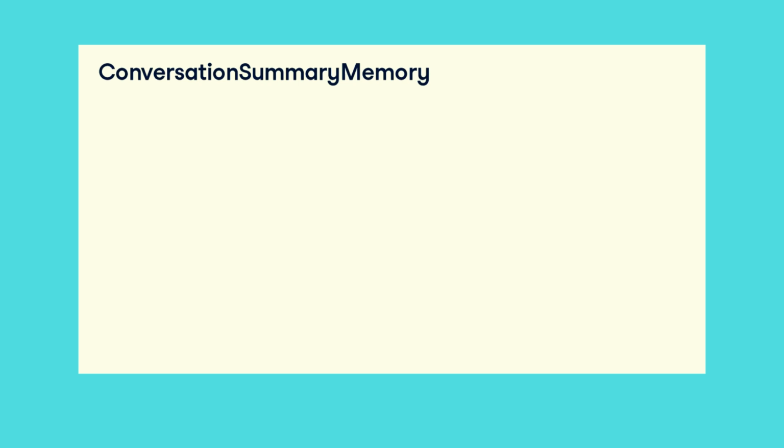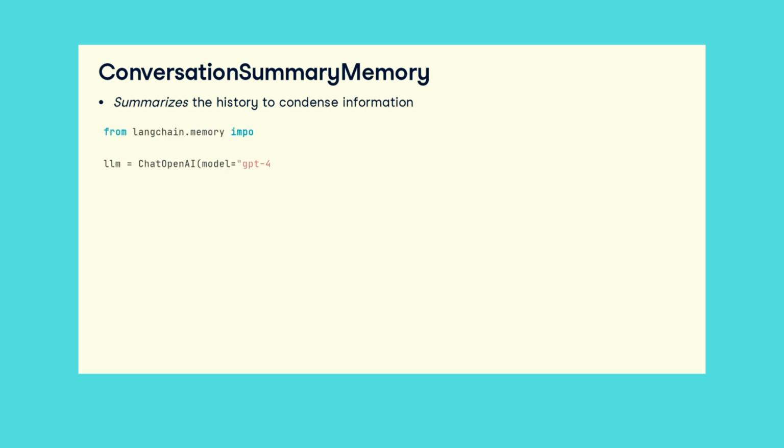Conversation summary memory summarizes the conversation over time, condensing the information. This allows the chat model to remember key pieces of context without needing to store and process the entire conversation history. We'll use the conversation chain again, so we'll first instantiate the model to use for the conversation. The conversation summary memory definition is different from conversation buffer memory. It also takes an LLM as an argument, which is used to create the summaries.